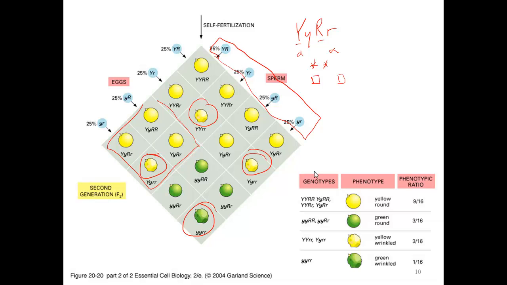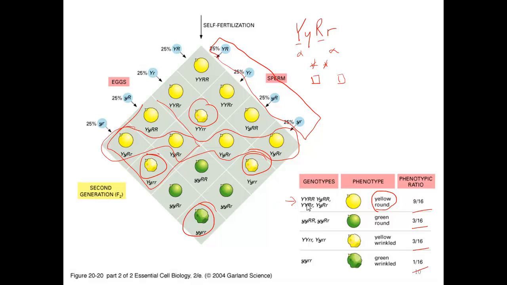If you look at the phenotype, 9 out of the 16 possibilities are yellow and round, 3 out of 16 are green and round, 3 out of 16 are yellow and wrinkled, and only 1 out of 16 are green and wrinkled, recessive for both traits. However, if you ask a different question, what is the most common genotype, you'll see that there are 4 examples of big Y, little y, big R, little r right here in the center. So the 4 different genotypes produce a single phenotypic result.